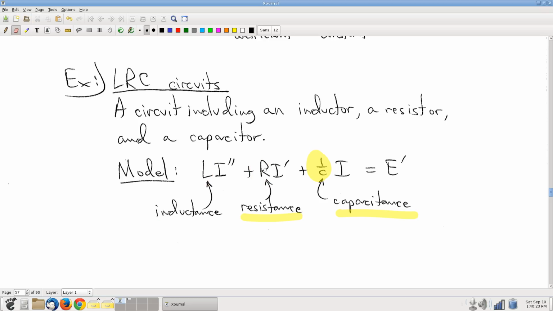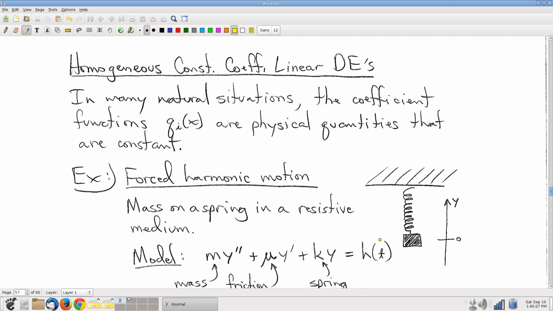So these are just two of many examples. There are plenty of examples of non-trivial, natural physical situations where we actually have constant coefficient linear differential equations.